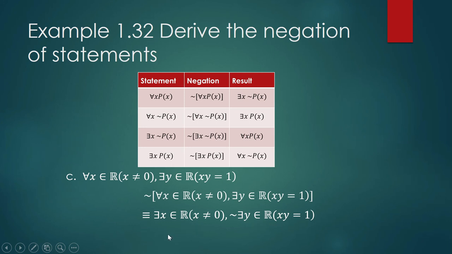There's another form for this. I will read again the original statement. For all real numbers x, where x is not 0, there is a real number y such that x times y is equal to 1. So this one is another form of its negation. There is a real number x, it is not equal to 0, but for all real numbers y, x times y is not equal to 1. So these two statements are equivalent. They are equivalent statements to the negation of our statement here.